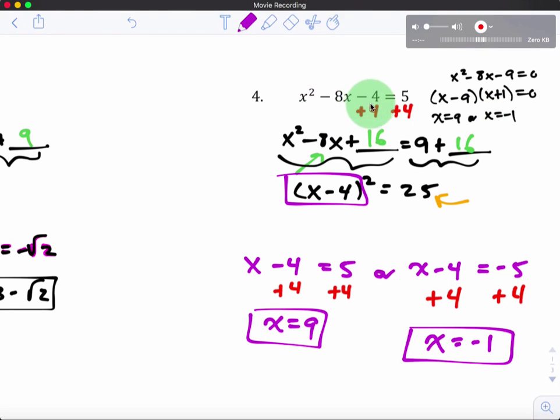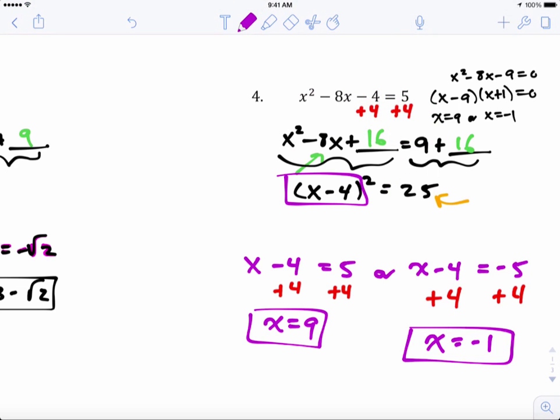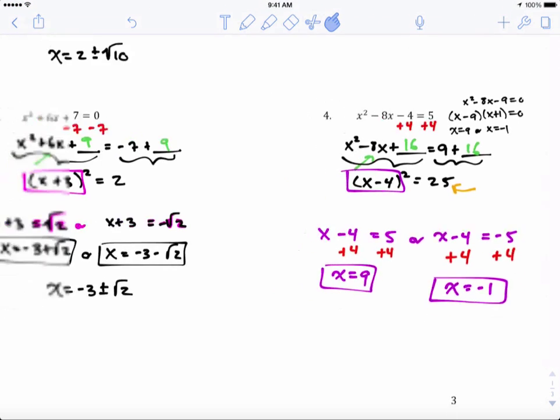Even if you could have factored in the first place, is it a lot more work? Yeah, it's a lot more work. So, I really only use completing the square if I have to. All right, I hope we're feeling good with this.